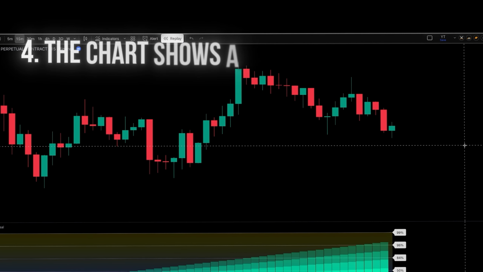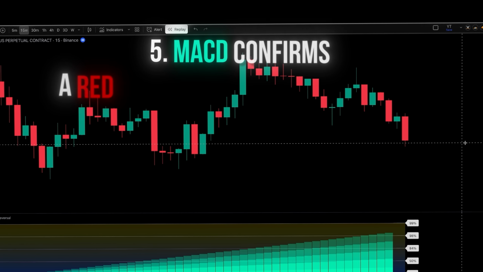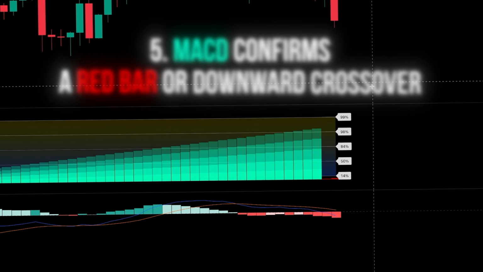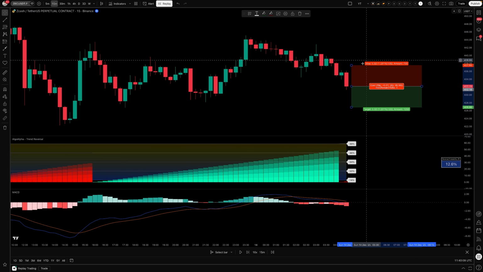Fourth, there's a bearish candle on the chart with a certain downward movement. Fifth, the MACD confirms it, a red bar or a downward crossover. In this case, it's a red bar. Enter a short position at the close. Set your stop loss above the nearest high.